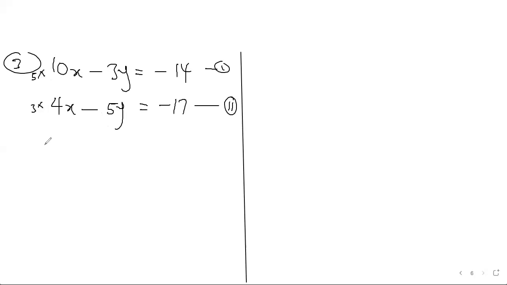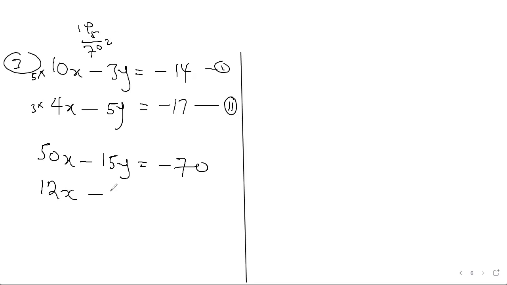So if I do that, I will have 50x minus 15y equals minus 14 times 5, which is minus 70. Then 3 times 4 will give you 12x minus 3 times 5 is 15y equals minus 17 times 3. 3 times 17 is 51, so minus 51. Okay. So you have this. Now the coefficients are the same.